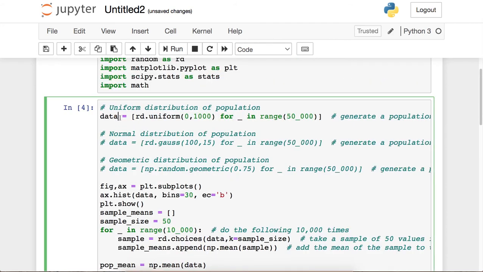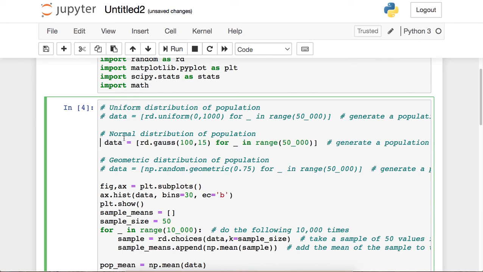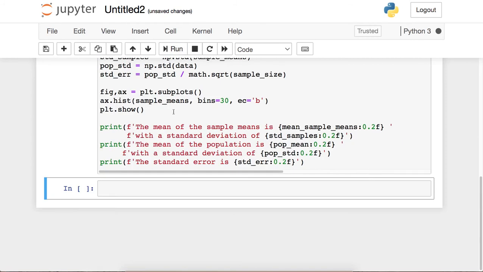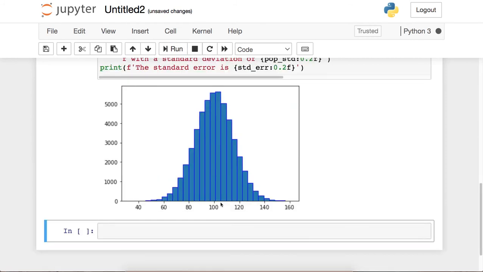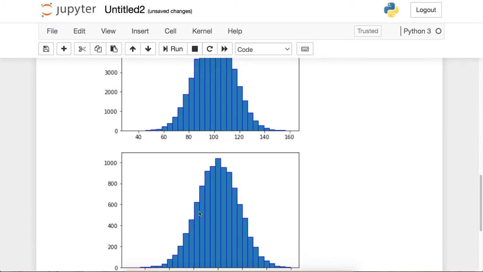Okay, so that's the data. Just put a hashtag symbol in front of it to comment it out. Now let's look at the data for the normal distribution. Make sure that's not indented. Here's our population. It comes from a normal or bell-shaped distribution. Here is our sample mean.